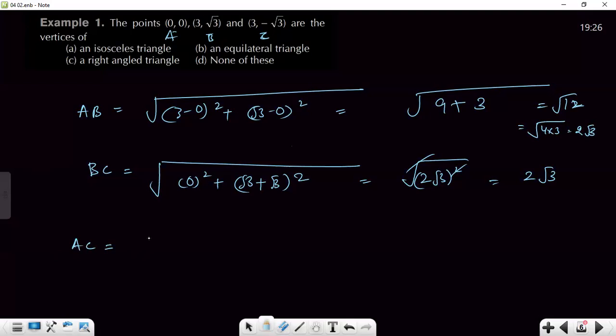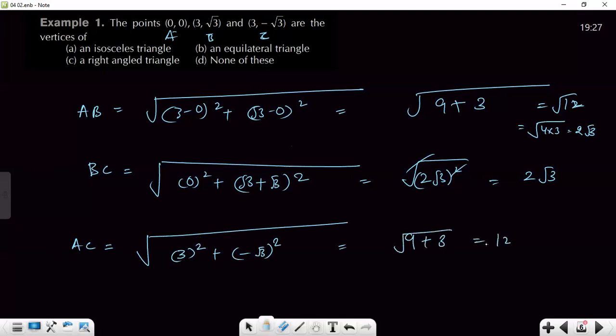Let's find AC. So (3 minus 0) whole square plus (minus root 3 minus 0) whole square. This comes out as 9 plus 3, which is the same, square root of 12, or 2 root 3. So as we know, all three sides are equal, and that is the case of an equilateral triangle. I hope that's clear.